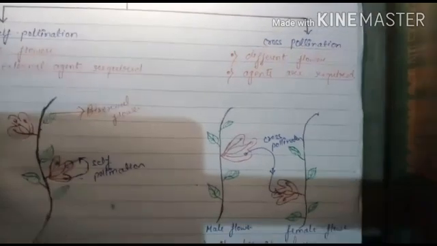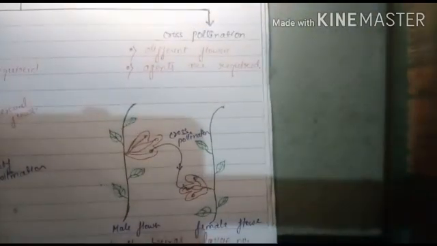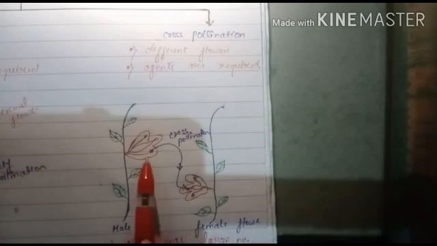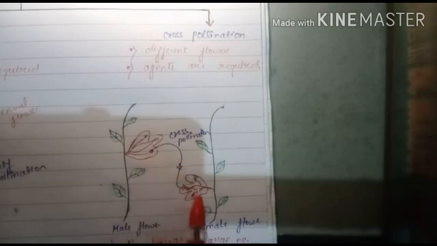Another one is cross pollination. Here I have made two flowers, that is a male flower and a female flower. When the pollen grains are transferred from the anther of the male flower to the stigma of the female flower, that is known as cross pollination. It is so easy. So these are the types of pollination.